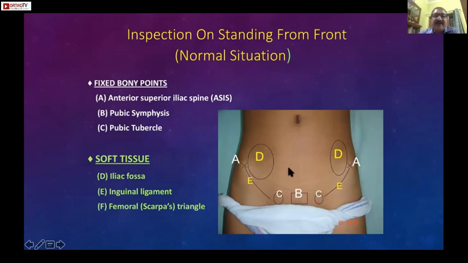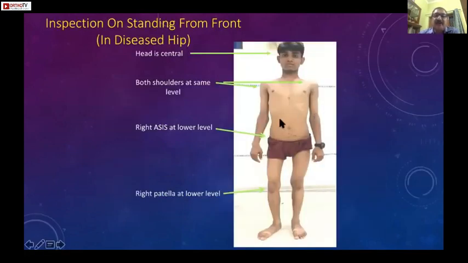I'll give you a clinical example. This is a patient who has got a disease on the right side. Once you are inspecting from the front, make a note whether the head is central or not, whether both the shoulders are on the same level or not. In this patient, right anterior superior iliac spine is at a lower level. Right patella is at a lower level. Please make all these observations while inspecting the patient from the front.